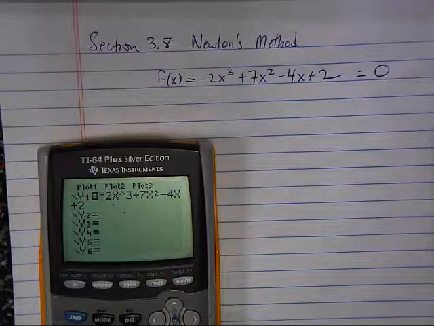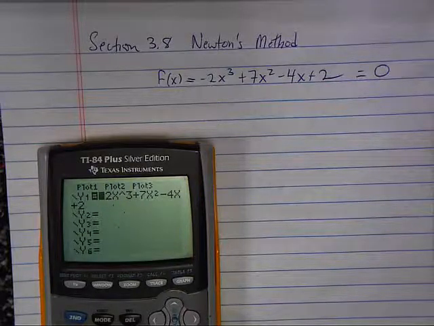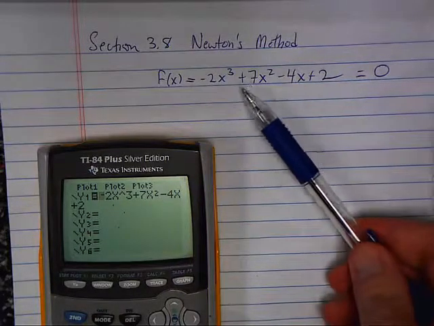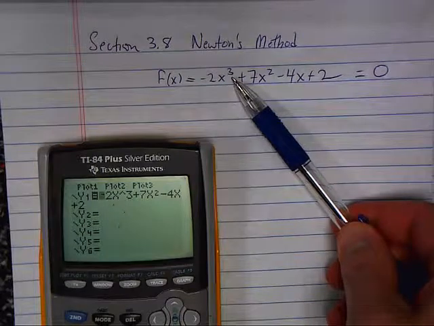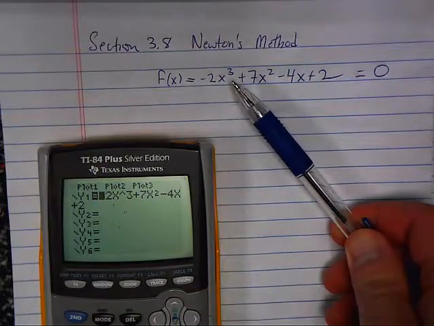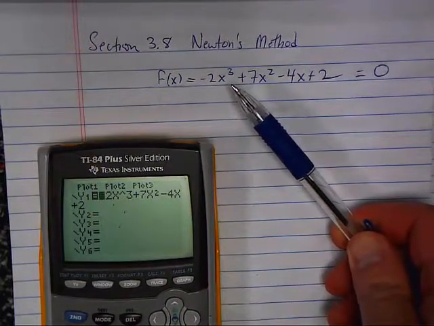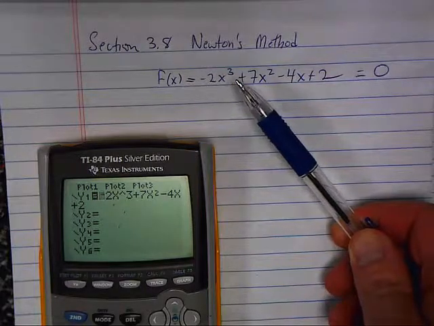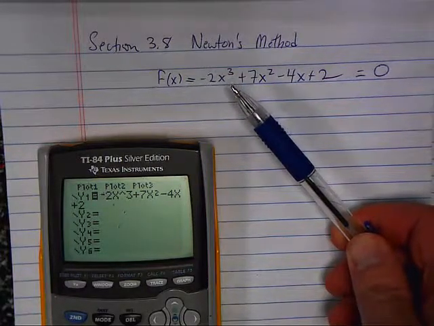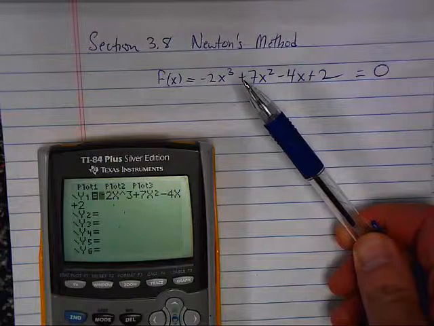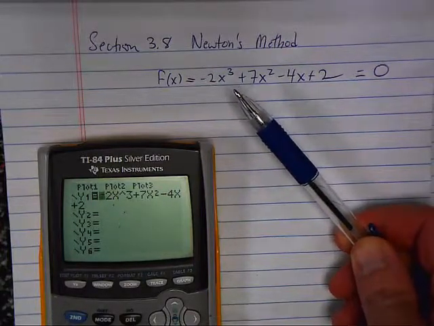There is actually a cubic formula. Anybody know the cubic formula? Me either. And there's actually a formula for a fourth degree. If you have x to the fourth, there's a formula for that too. But there is no formula for powers bigger than that. If you have x to the fifth, x to the sixth, x to the seventh, there is no formula, and it has also been proven that there cannot be a formula.